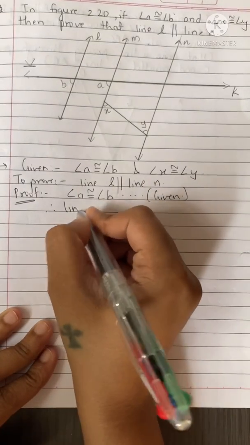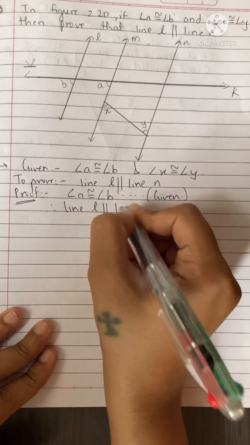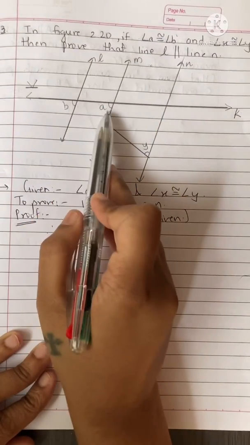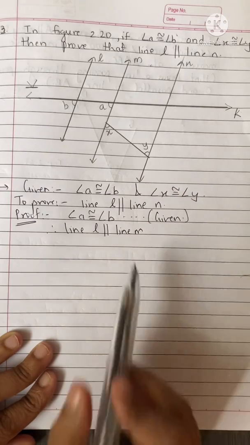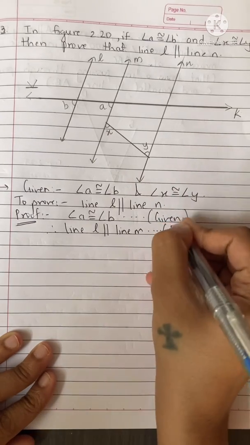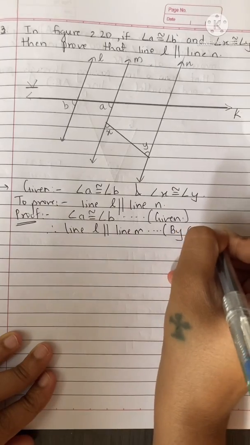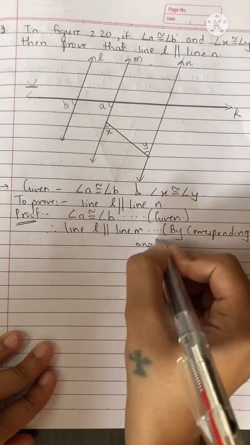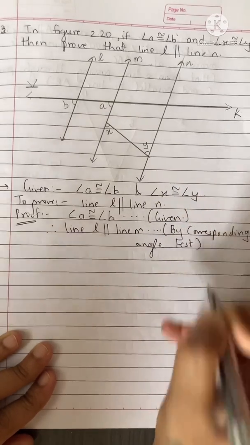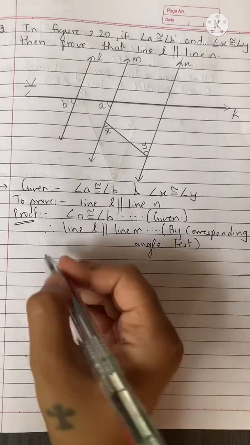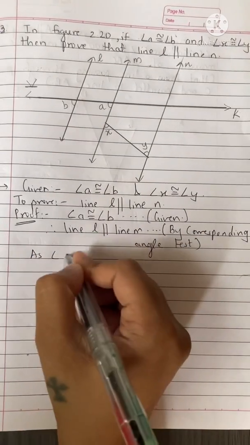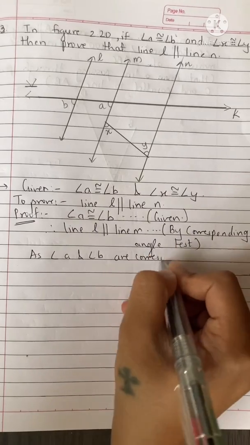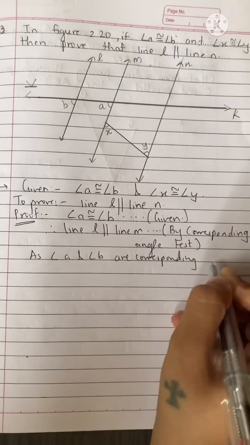Therefore, line L is parallel to line M. Okay, why are these two lines parallel? Because angle B and angle A make a corresponding pair of angles. So, by the corresponding angle test, as angle A and angle B are corresponding angles.